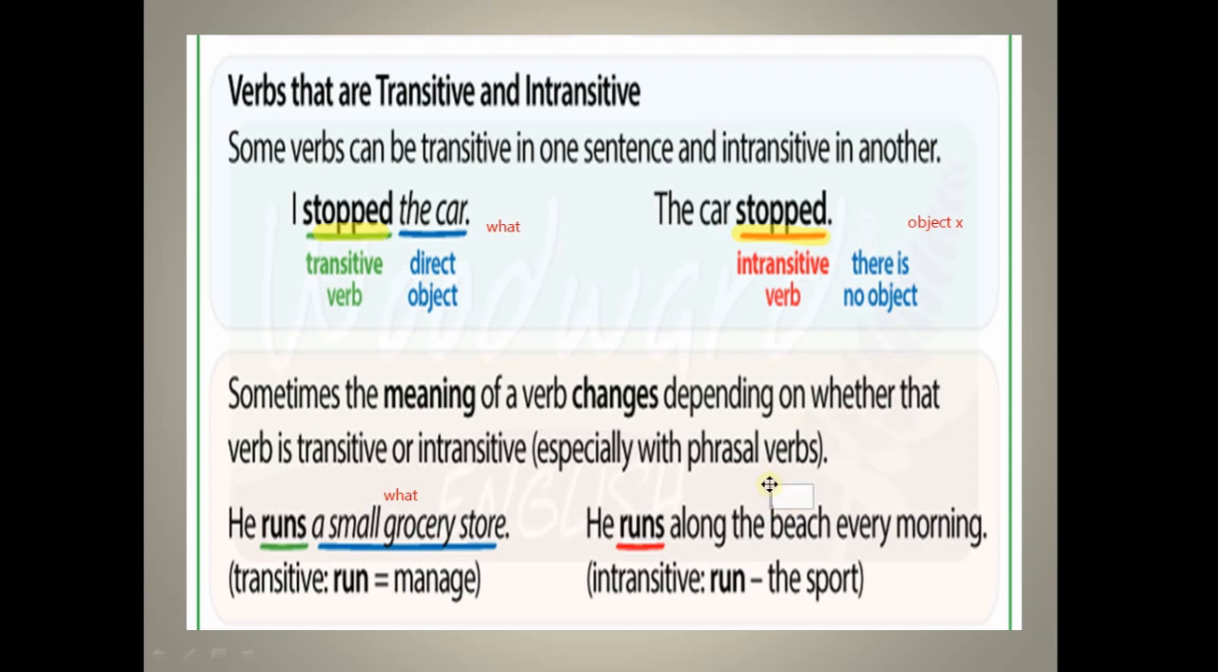Now see, he runs along the beach every morning. Now if we put the question word, keep in mind: he runs along the beach every morning. If we take these words, along the beach, he runs where? And every morning is asking about the time. So these are where or when questions, not the object question words. It means in this we did not get any object. So that's why this is our intransitive verb.